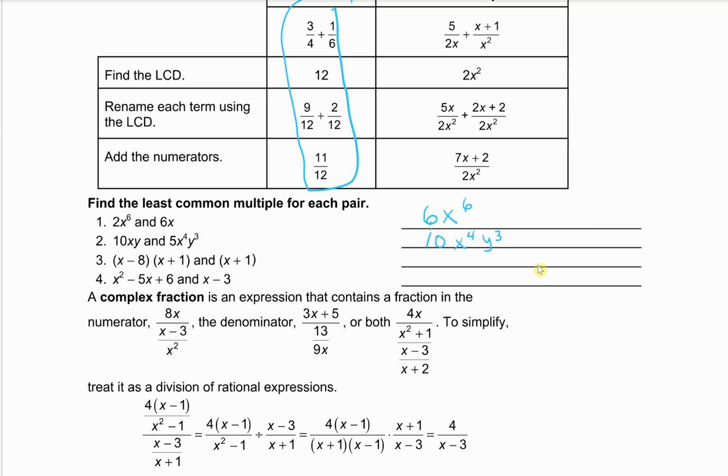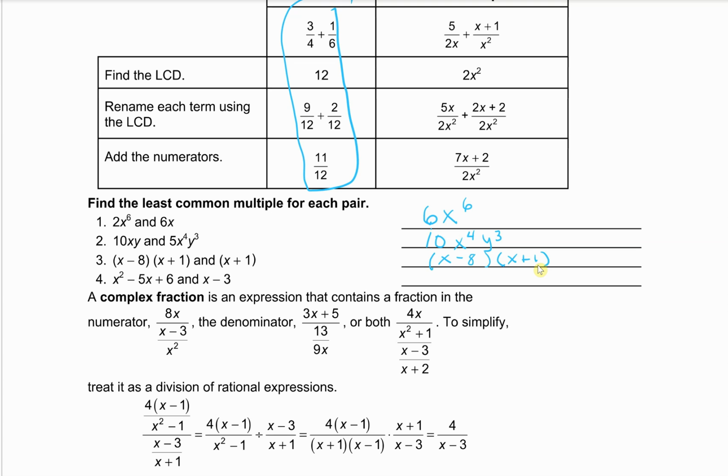What's the common denominator for these two guys? X minus 8, x plus 1, and then x plus 1. Again, it's going to be combine them. Combine them together. X minus 8, x plus 1.